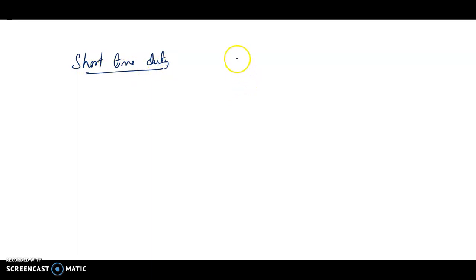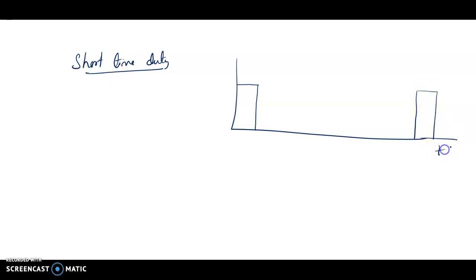In short time duty, the load is on for a very short time. Then you can take it off. Then it is switched on again after a certain time, with a very large time difference. So let us say TL is the load here, plotted with respect to time.